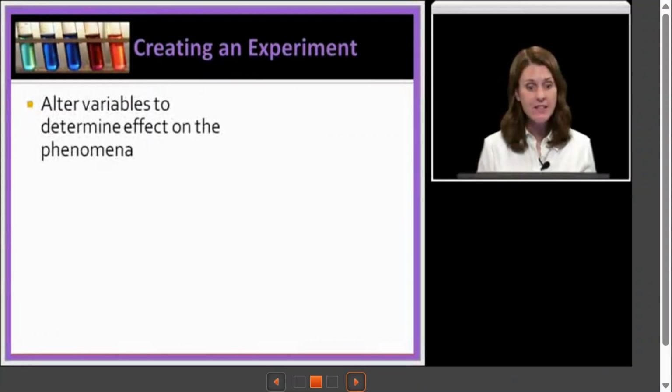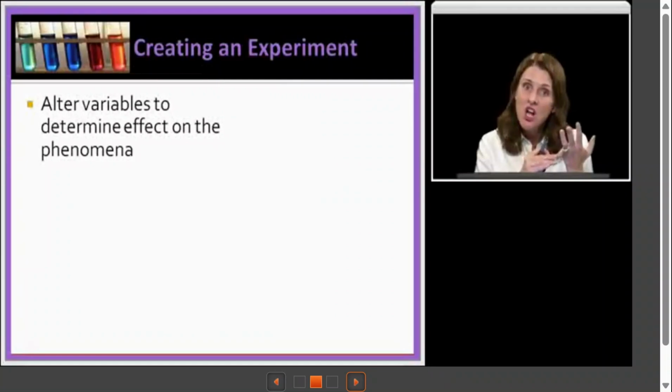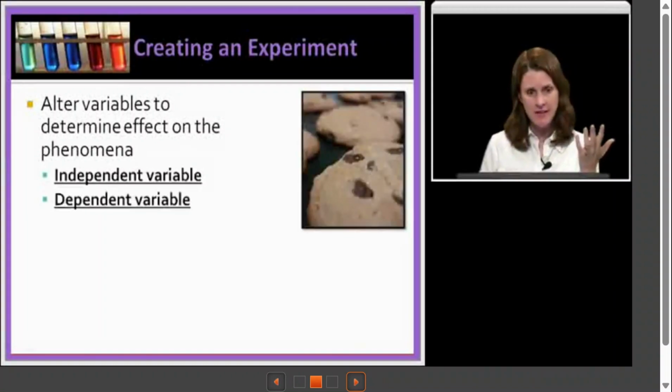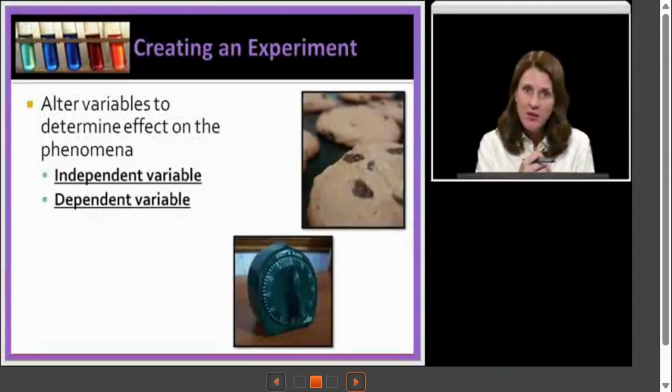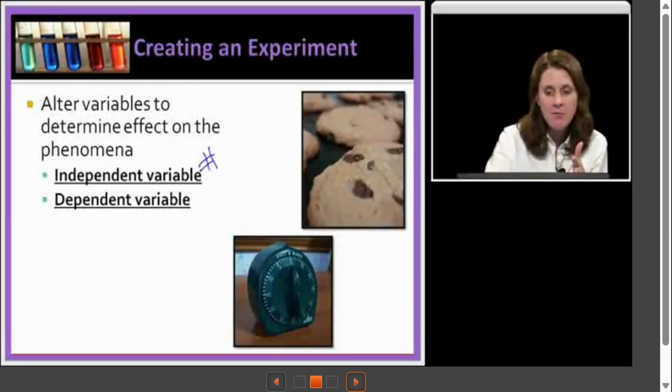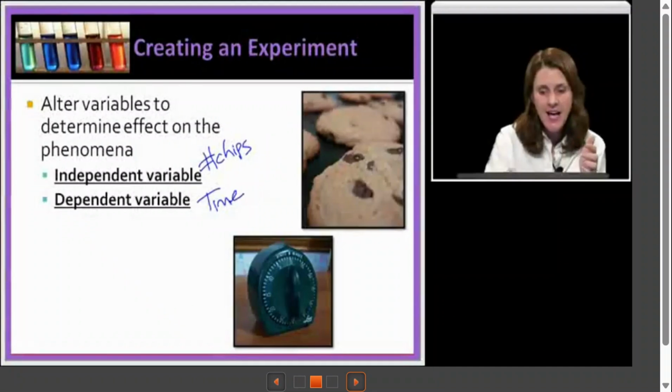So, creating an experiment. Well, we need to have variables. In this case, we have two: the number of chocolate chips and the baking time. Now what you need to ask yourself is, what depends on what? So you have the independent and the dependent. The dependent variable always depends on the independent. So our independent variable in our example is the number of chocolate chips, and our dependent variable is time.